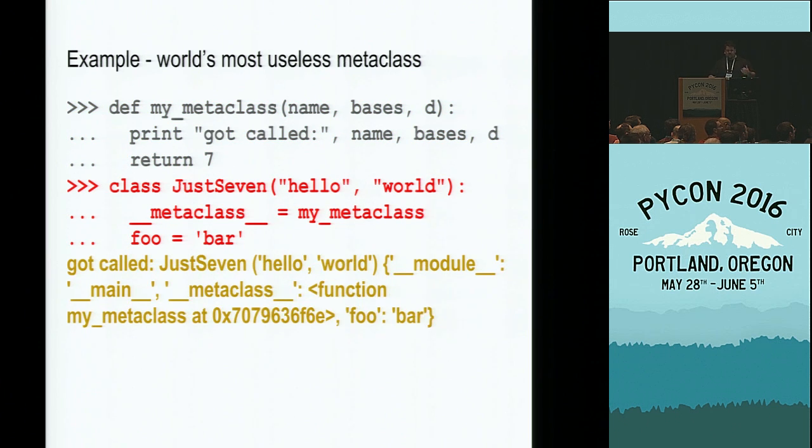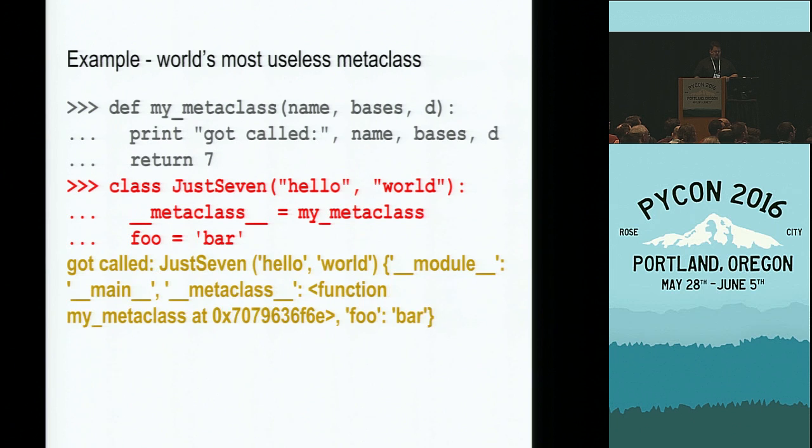So we define what looks like a class, which is not really, called just7. We're going to inherit from a couple strings, and we're going to use our metaclass. So instead of making a class, we're going to hand everything from our class block to myMetaclass. We're also going to put an attribute called foo in there so that we can trace it through. And so we get this print because we're using this metaclass that means that this entire class block is just syntactic sugar for calling the function myMetaclass.